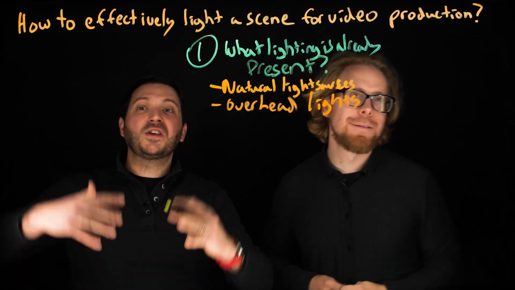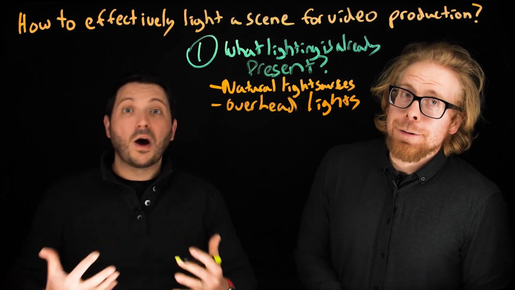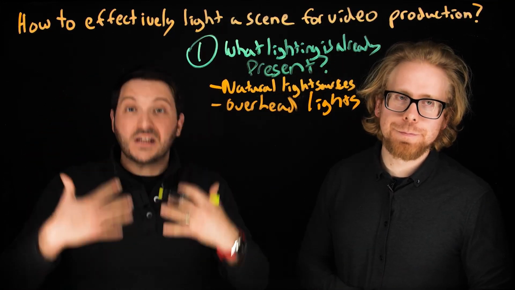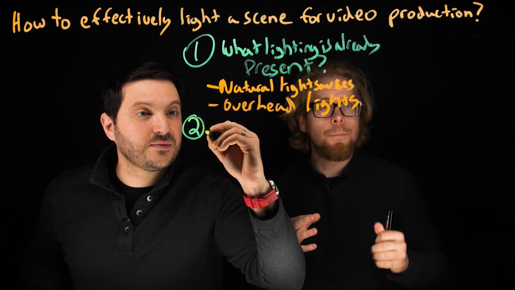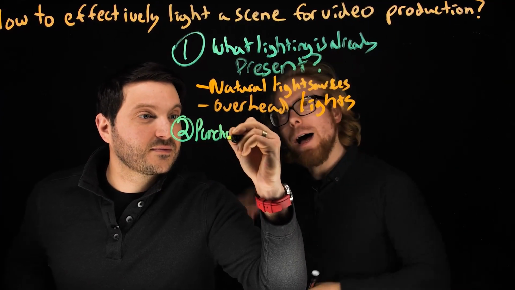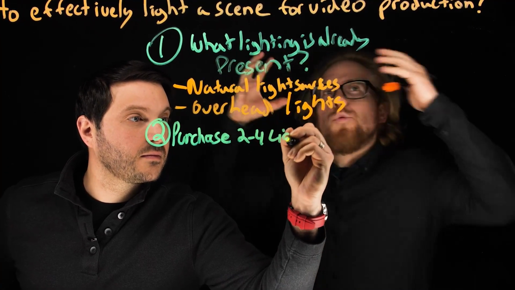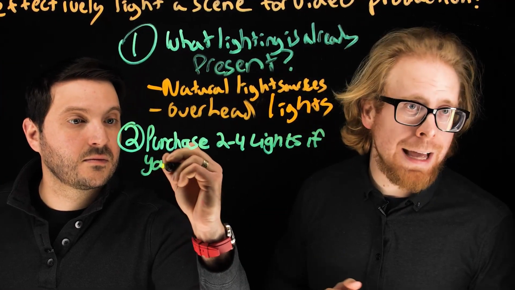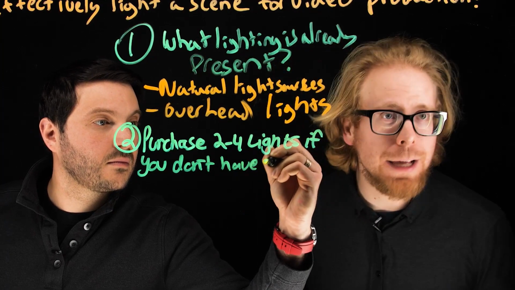Number 2 is, you may be asking, but Johnny, Hector, I don't have any lights. What do I do? Well, then you want to purchase 2 to 4 lights. We ourselves in our studio have 4 lights. Now, you're probably asking yourself, why 2, why 4? Well, we are going to tell you all about what we call a 3-point lighting setup. In order to do that setup, you need at least 3 lights.